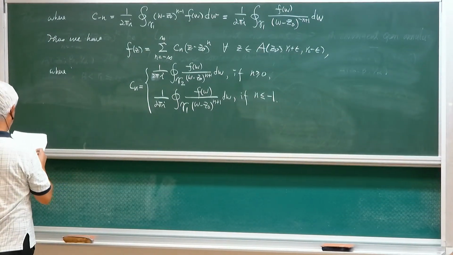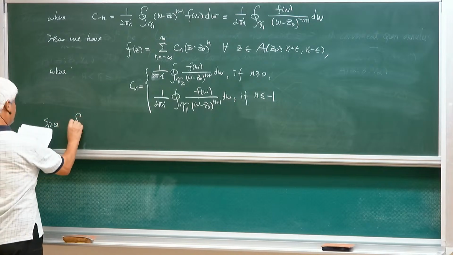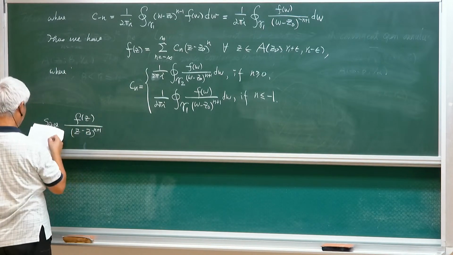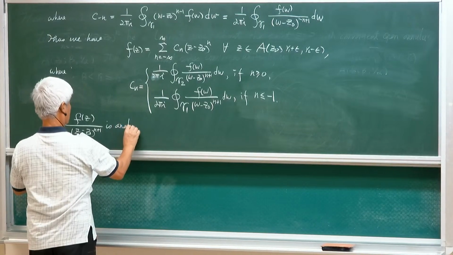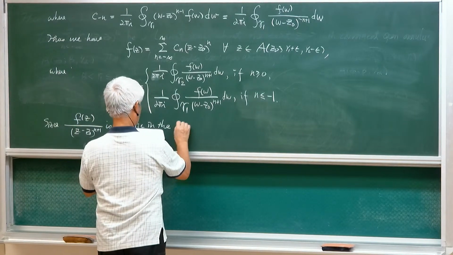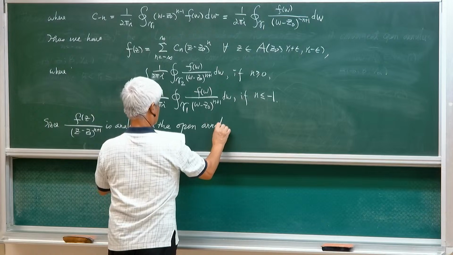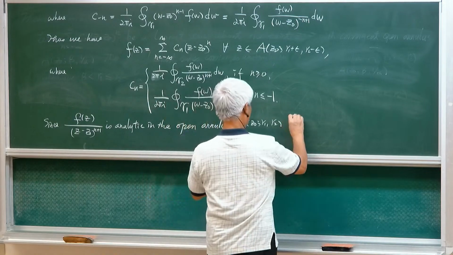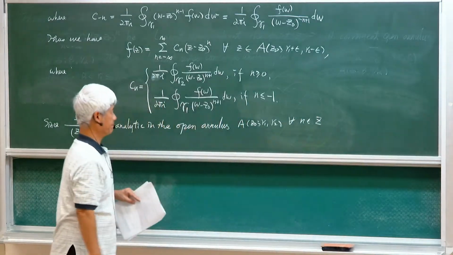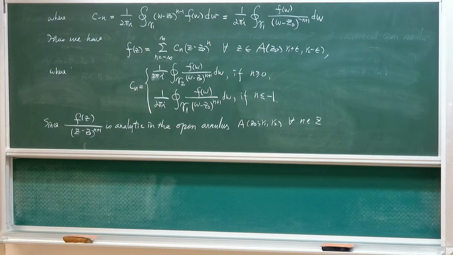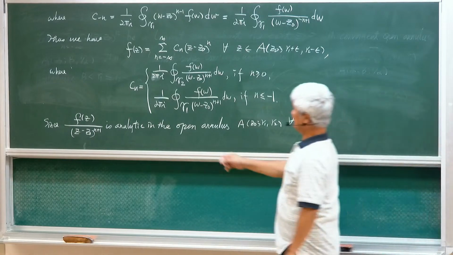Okay. Now, since f of z divided by (z minus z0) to the n plus 1's power is analytic in the yellow open annulus, for all n in Z, because this open annulus is contained in omega, and f of z is analytic in the open set omega. So of course f of z is analytic already.